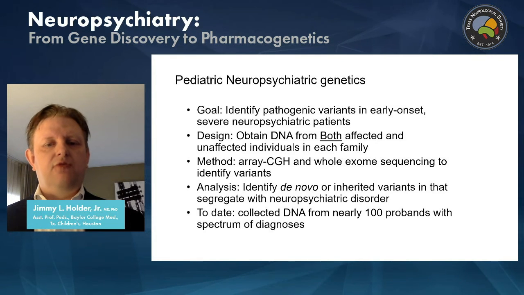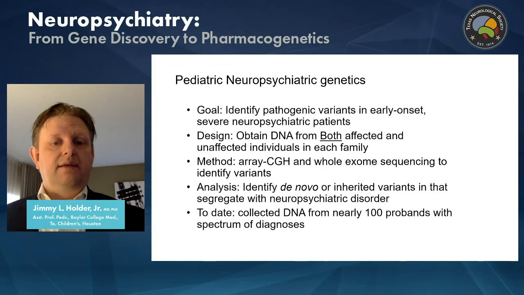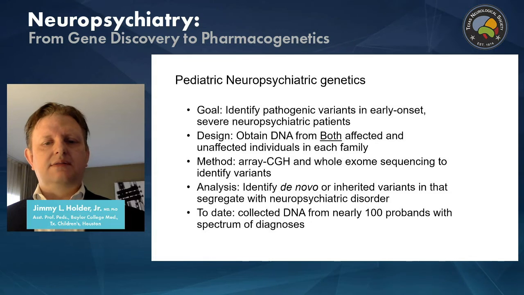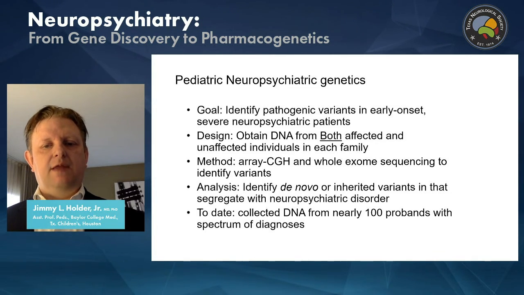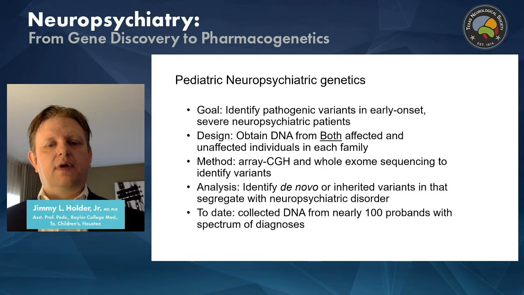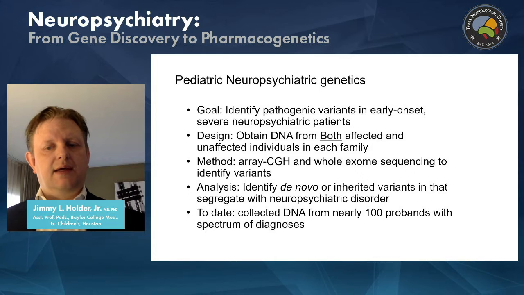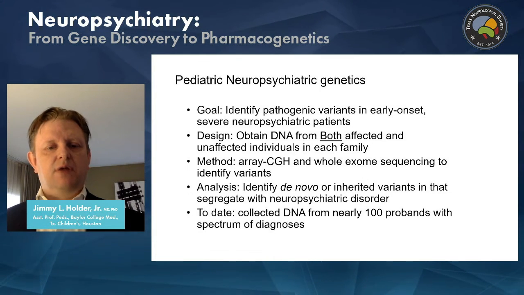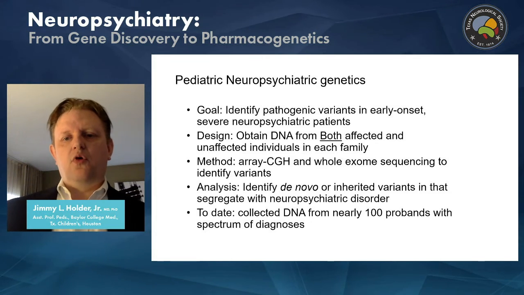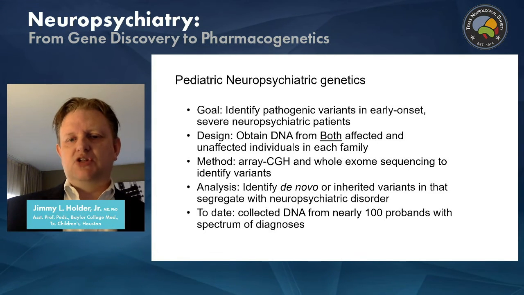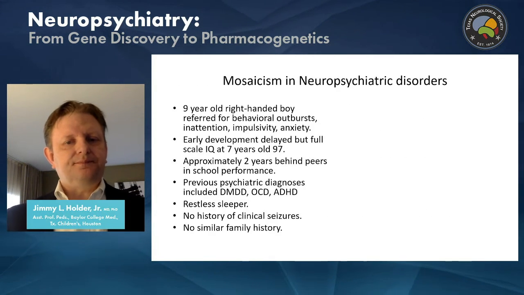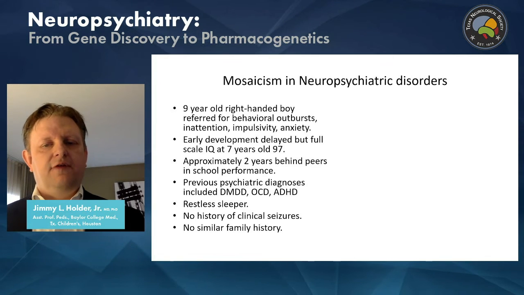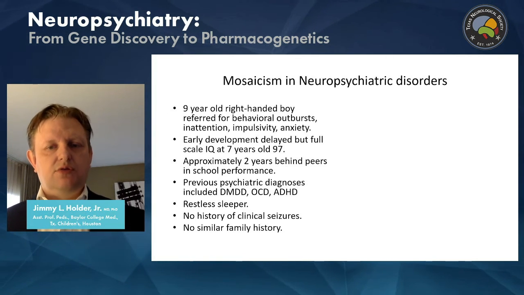And then we determine bioinformatically whether or what de novo or inherited variants segregate with neuropsychiatric disorder in a given family. So far, we've collected DNA from nearly 100 probands with a variety of neuropsychiatric diagnoses, primarily with bipolar disorder and obsessive compulsive disorder, and begun to perform sequencing and array CGH on these patients. And I just want to highlight a very recent success using this approach.